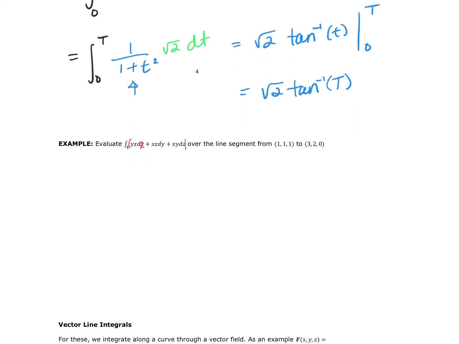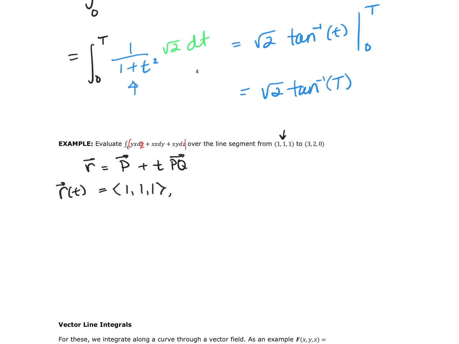Now this is, again, something slightly different than the other two presentations. They're asking me to evaluate this scalar line integral over the line segment from (1, 1, 1) to (3, 2, 0). So what I know is that r can be written as the vector P, which comes directly from here, plus t times the vector PQ.